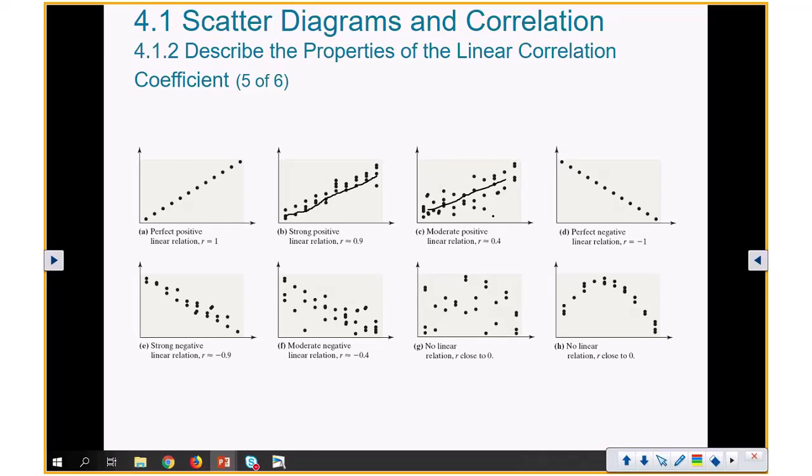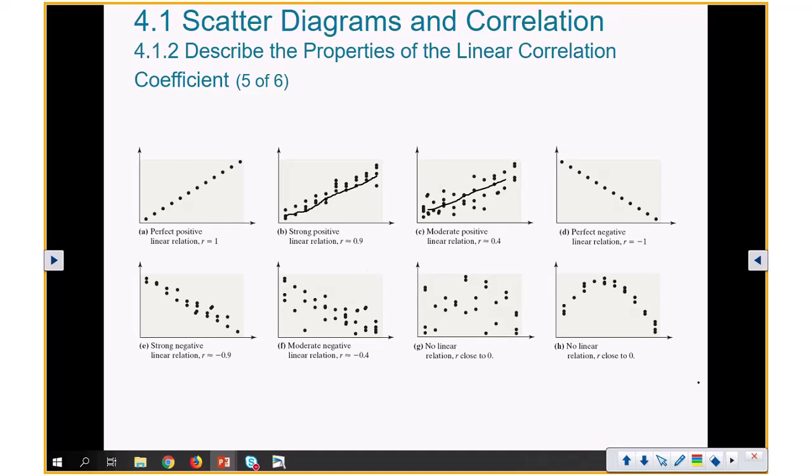This one is around 0.4. Why? It gets a little shallower. The pattern is not as recognizable. The regression line is not as easy to put in here. The easier the regression line is to fit, the higher the R value. Okay?